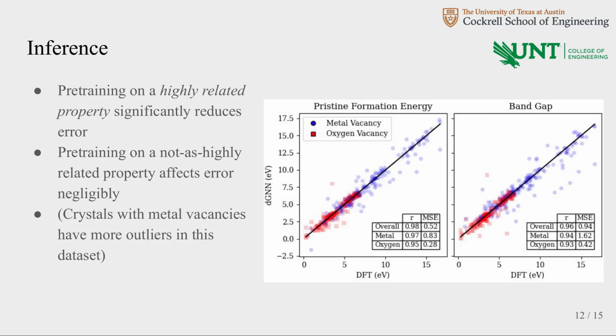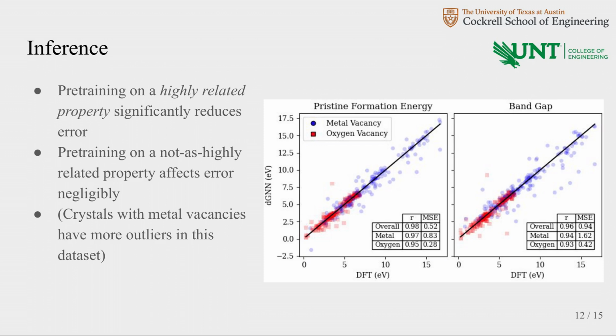With inference, we can see this is just the same data. This is just for the physicists who care about this. The data set that we used has metal vacancies and oxygen vacancies. Metal vacancies have a bit more outliers in them. So oxygen vacancies are a bit more stable. So of course, it makes sense that the model is going to perform a little bit worse with metal vacancies just because it's a little more unstable. But the results here are very predictable.